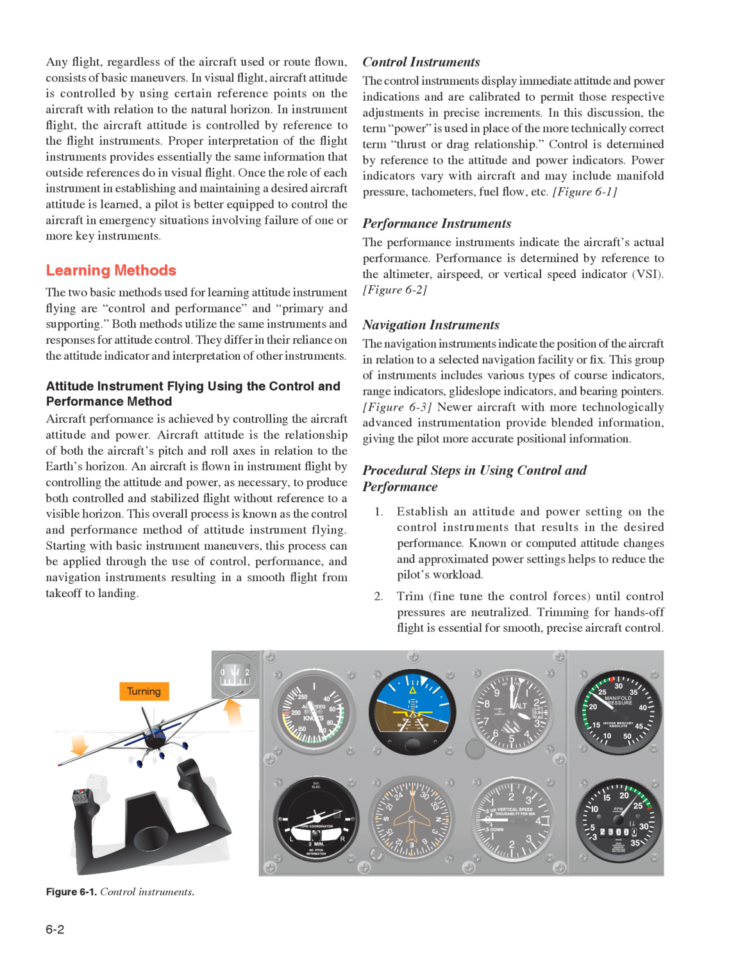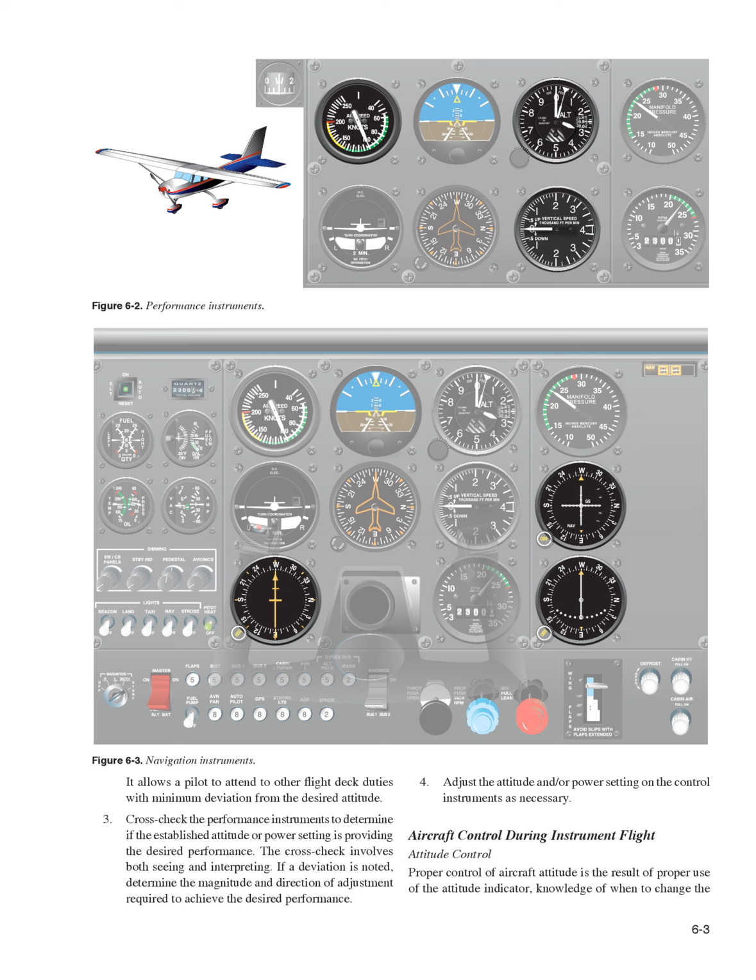Procedural steps in using control and performance. 1. Establish an attitude and power setting on the control instruments that results in the desired performance. Known or computed attitude changes and approximated power settings help to reduce the pilot's workload. 2. Trim, fine-tune the control forces, until control pressures are neutralized. Trimming for hands-off flight is essential for smooth, precise aircraft control. Figure 6.2. Performance instruments with minimum deviation from the desired attitude.